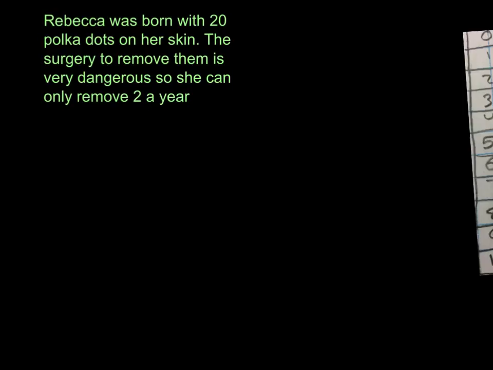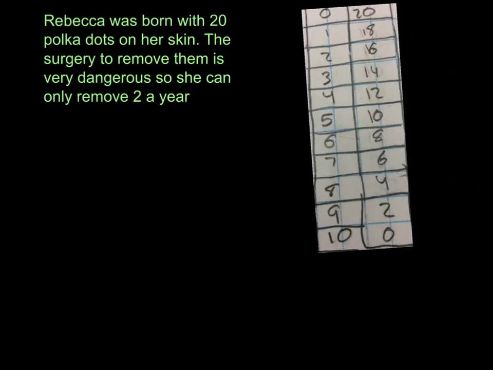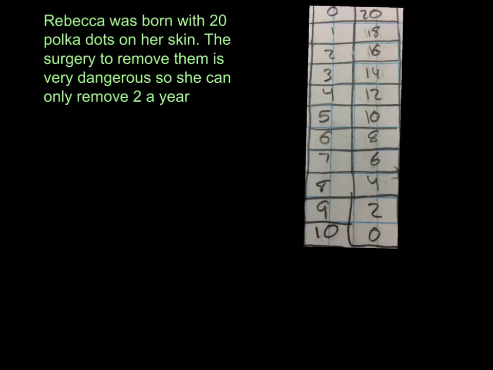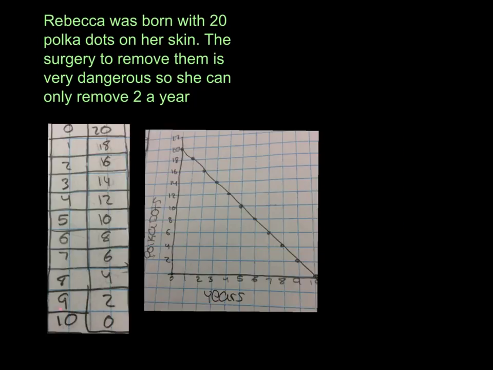Rebecca was born with 20 polka dots on her skin. The surgery to remove them is very dangerous, so she can only remove 2 a year. As you can see, this is a linear decay problem because every year it subtracts by 2. You can see that the graph is declining, so that means it's a linear decay problem.